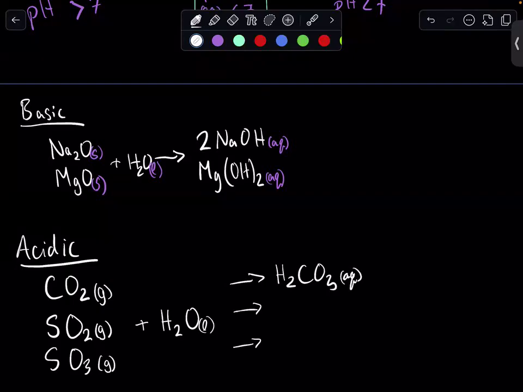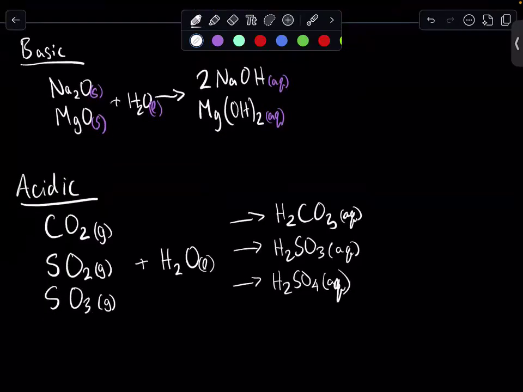For sulfur dioxide, we're going to make sulfurous acid, H2SO3, aqueous. And for sulfur trioxide, we're going to make sulfuric acid, H2SO4, aqueous. So these are the reactions you definitely need to know for the DP exam.